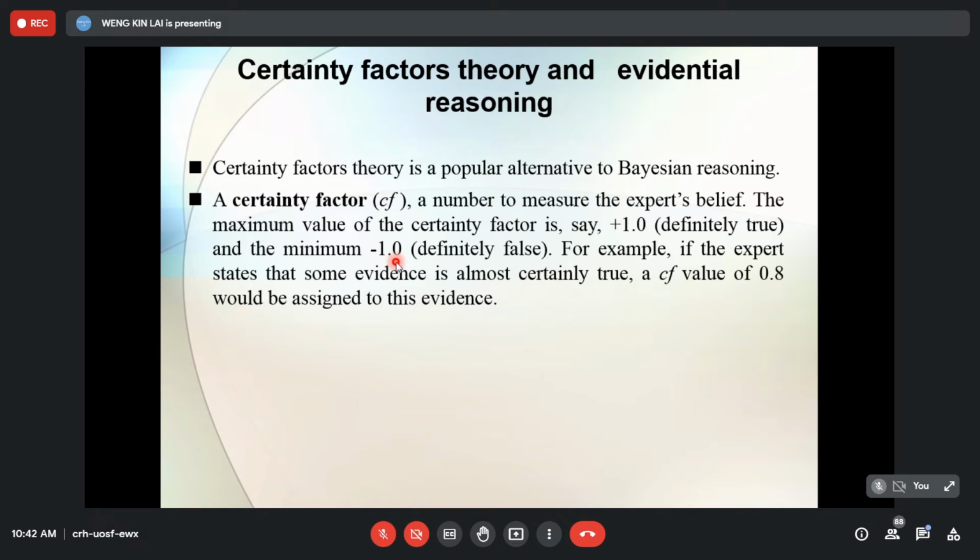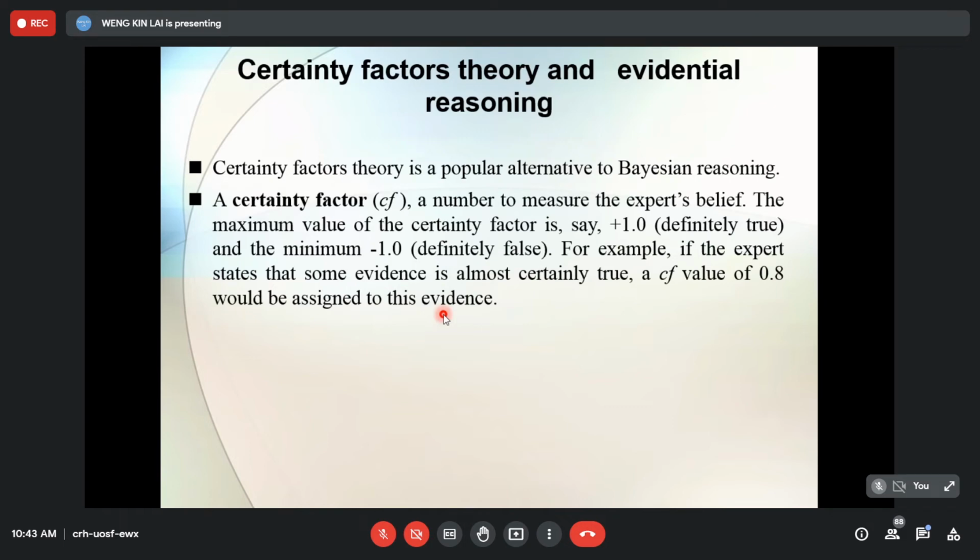So for example, if the expert says that some evidence is almost certainly true, now you can see why early on we studied what you mean by almost, what you mean by never, what you mean by certainly. Almost is not the same as certainly true. So almost certainly is close to certainly true, which is 1.0. In this case, you will assign a certainty factor value of 0.8 to this evidence. For example, going back to our earlier example about the weather, if the weather radio forecasts that today is going to rain, you assign a value of 0.8 to that. It's not 1.0.